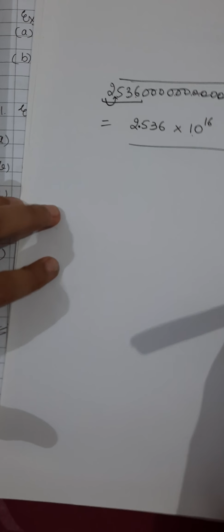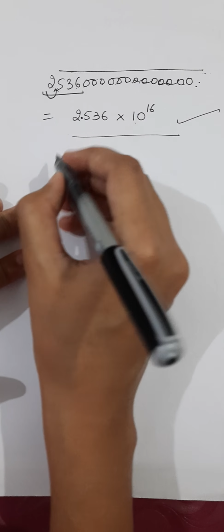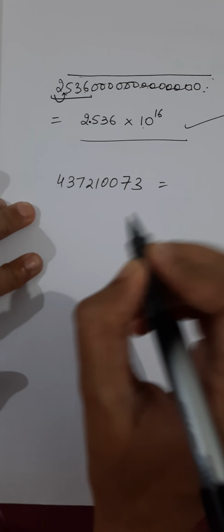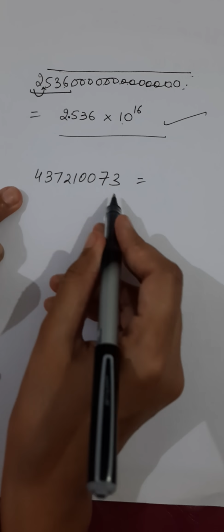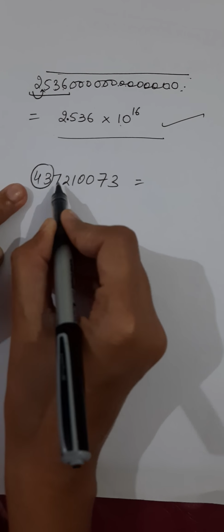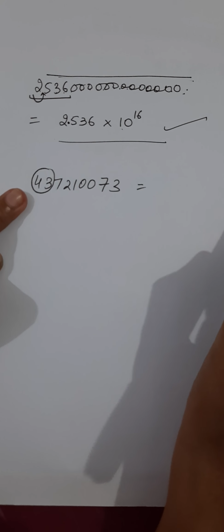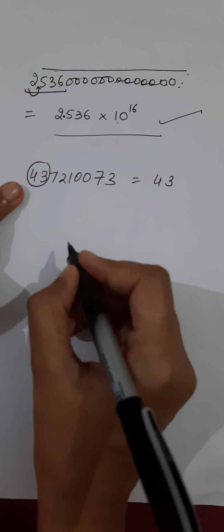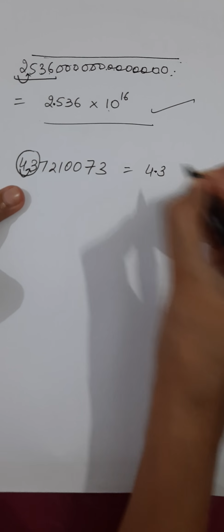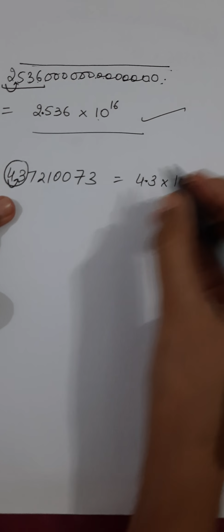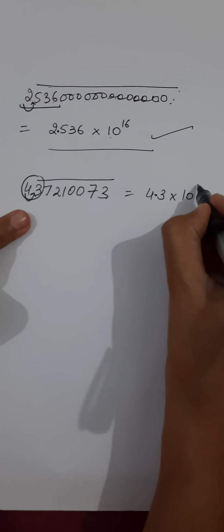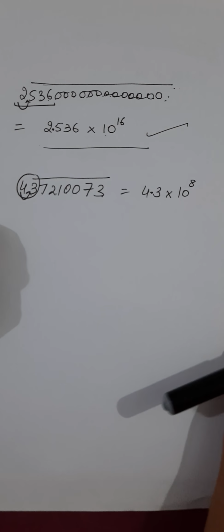Let's take one more example. I am taking a number from my side only, 437210073. This is the number. Now how can you write this in the standard form? The very first thing is that you are going to take this number. Either you can take 43 or you can write the complete number. That is completely your choice. If I take 43, I have to place the decimal after the first digit, into 10 to the power. Now whatever digits are there after it, 1 2 3 4 5 6 7 8, put it in the power of 10. This is the standard form.